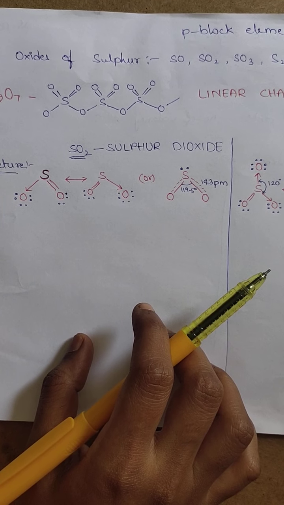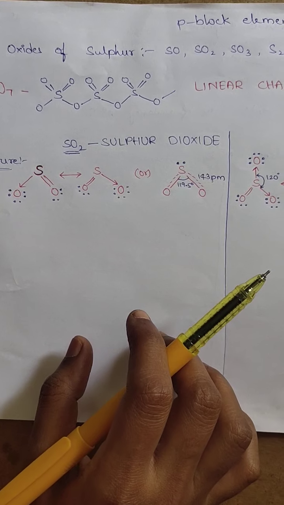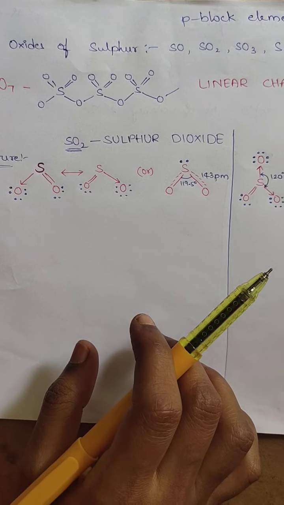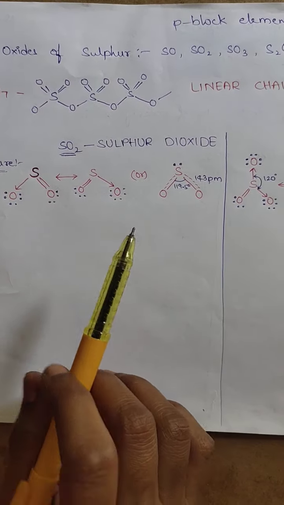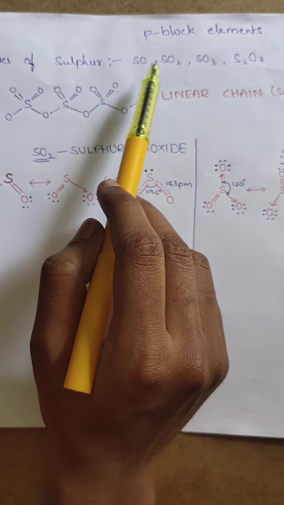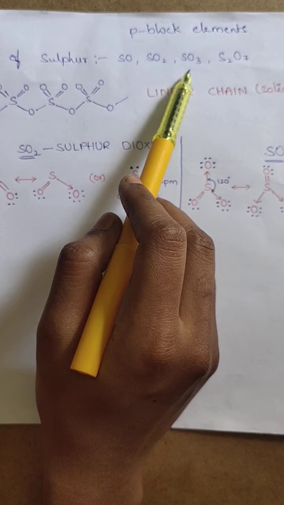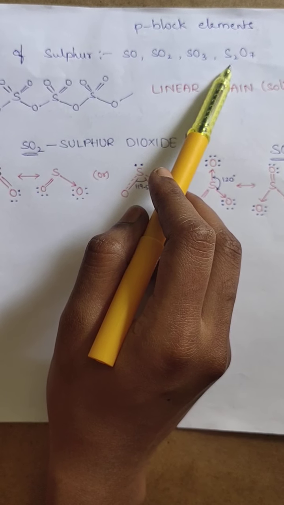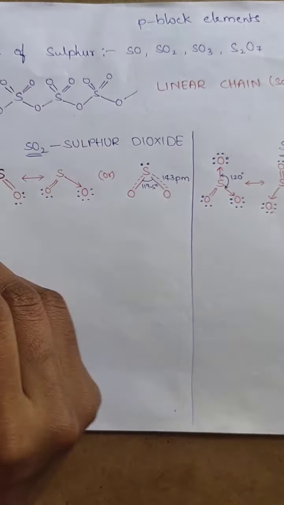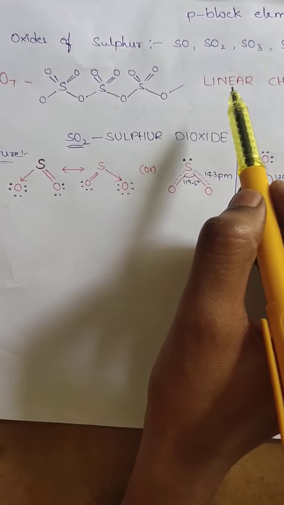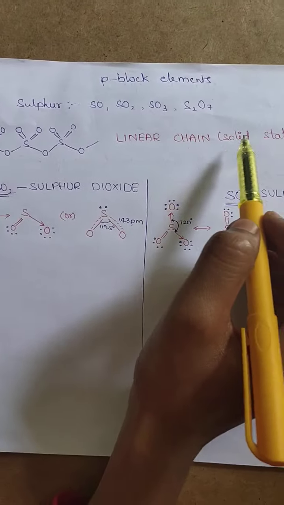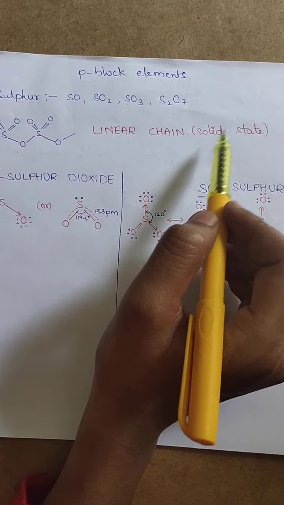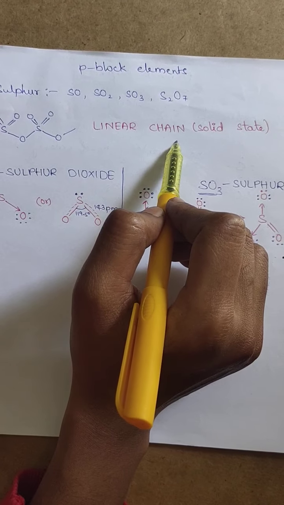Today I am going to discuss oxides of sulfur. As we know, sulfur forms a number of oxides with oxygen. These are sulfur monoxide, sulfur dioxide, sulfur trioxide and sulfur heptoxide. Of these, sulfur heptoxide is present in the form of a linear chain, and only when it is in the solid state.